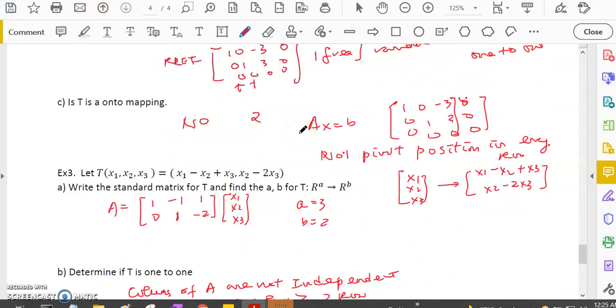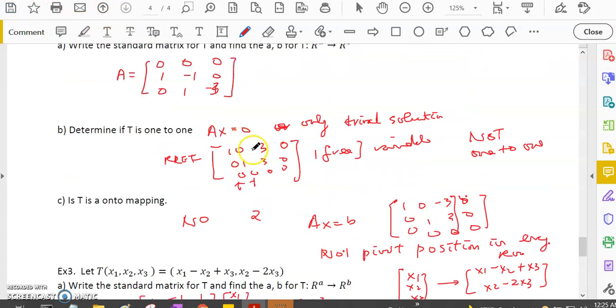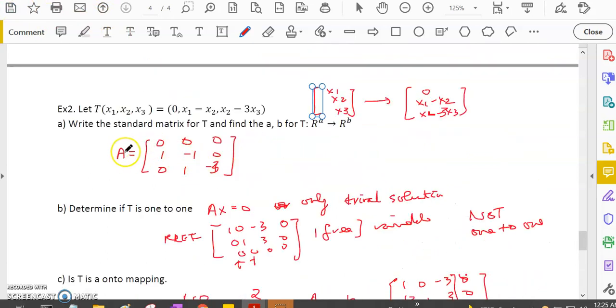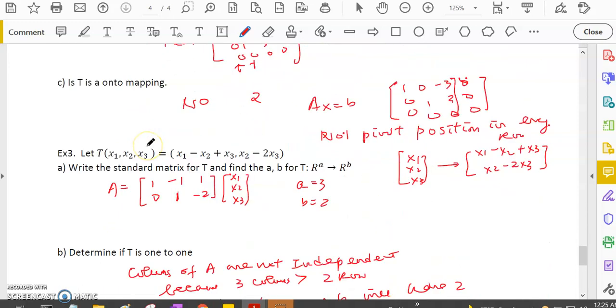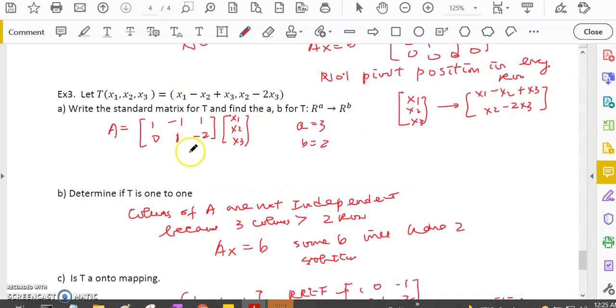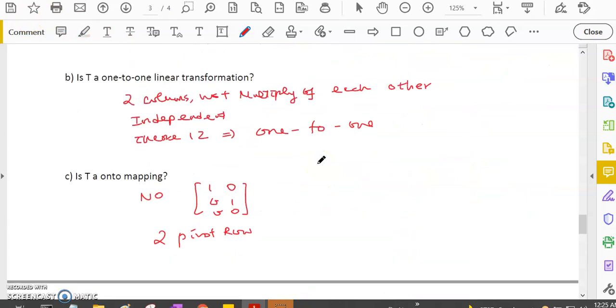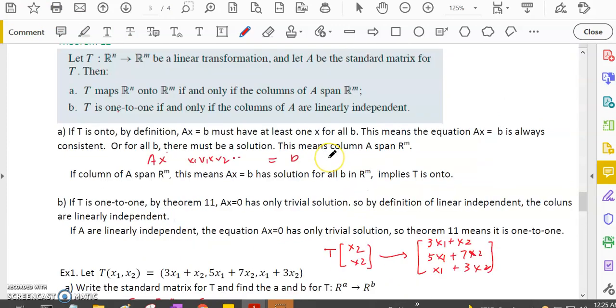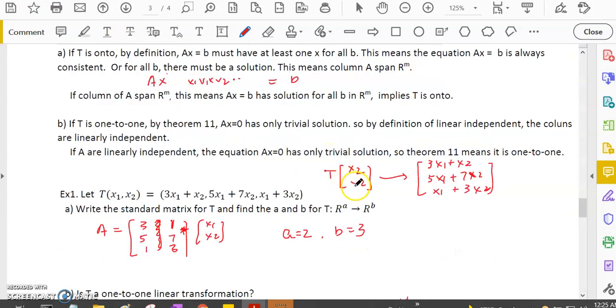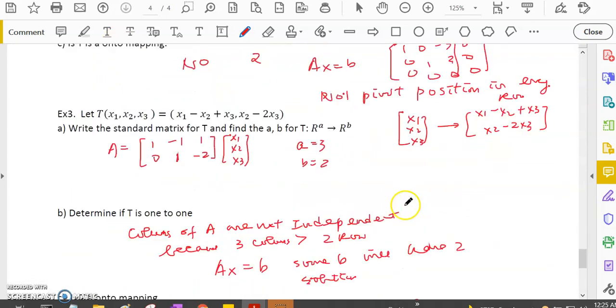So that's all for 1.9. The most important thing is that if someone gives you a linear transformation, you are able to find the standard matrix, and based on the standard matrix, determine whether this is a one-to-one mapping or an onto mapping using Theorem 12 and 11 together with Theorem 4. So remember, review all your theorems.